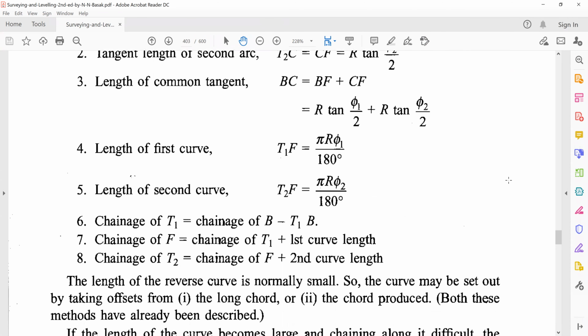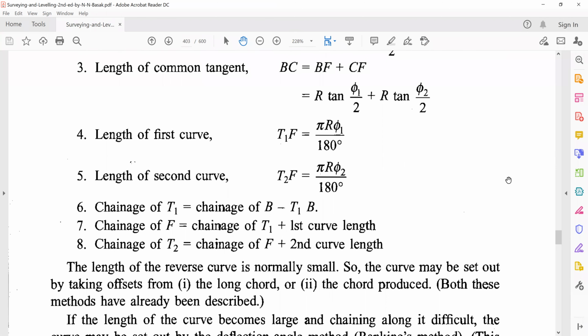Similarly, you have length of the first curve, something that we've done before, by the relation L is equal to r theta. So over here you have the length of the curve r into phi, multiplied by pi by 180. And similarly, length of the second curve, and then we can calculate the chainages.